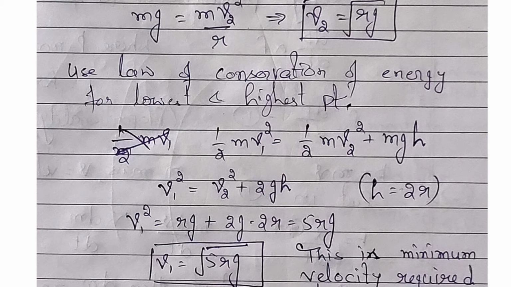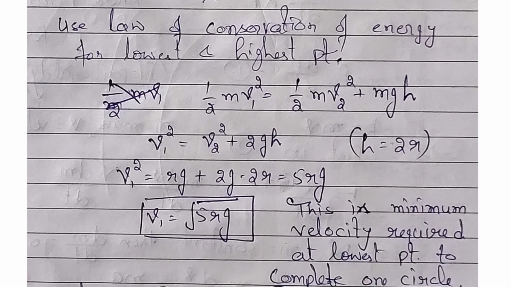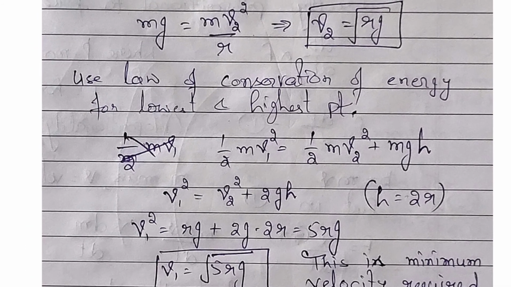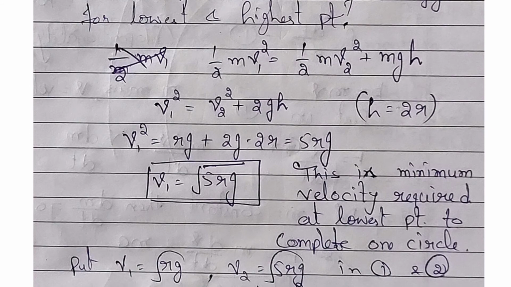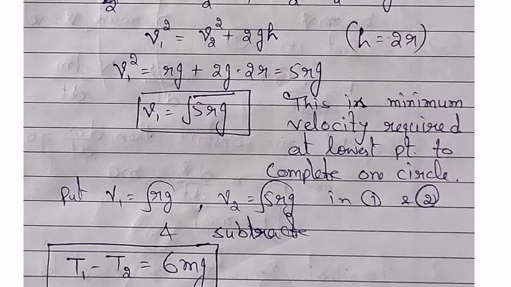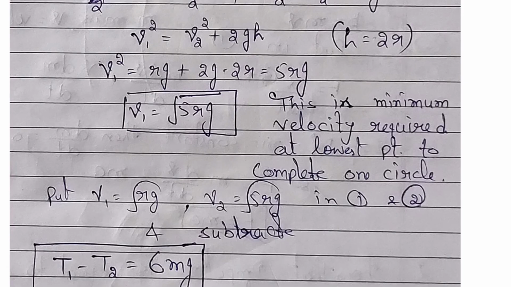So use the law of conservation of energy for the lowest and highest points. At the lowest point, it is only the kinetic energy, half mv1 square. And at the highest point, it is kinetic energy and potential energy, because at the highest point kinetic energy is reduced and converted to potential energy, and h is equal to 2R. Put the value of v2 equal to root of Rg. You will get the value of v1 equal to root of 5Rg. So this is the minimum velocity required to be given at the lowest point to complete one circle.